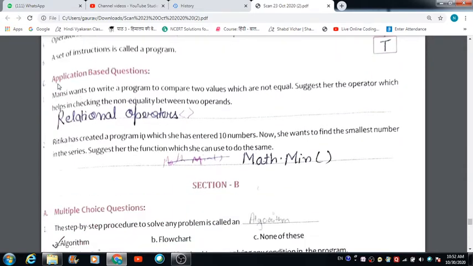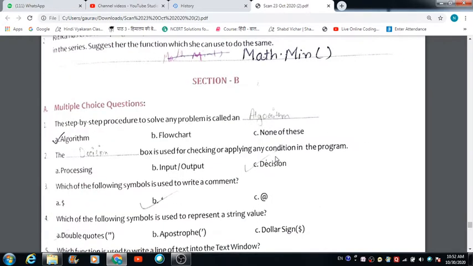These are the answers for the application based questions. The answer of the first one is relational operators and the answer of the second one is math.min. This is a function we can use for calculating the minimum number out of the two given numbers.